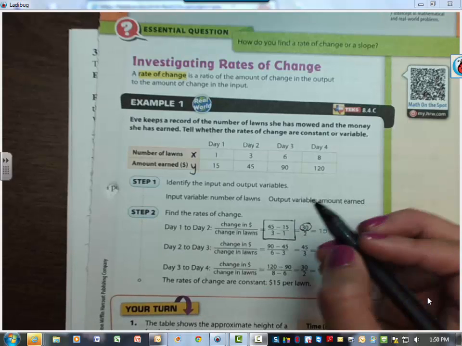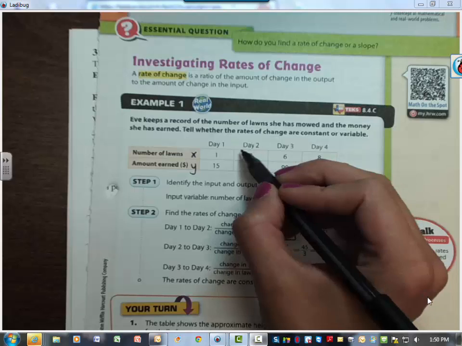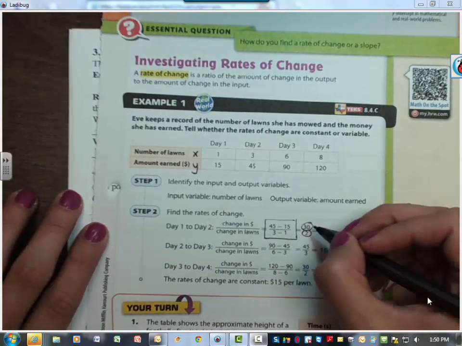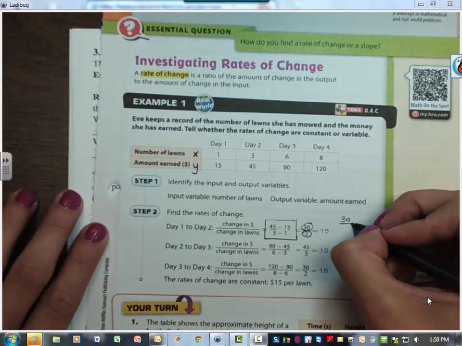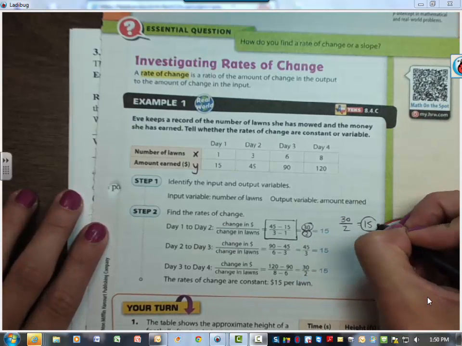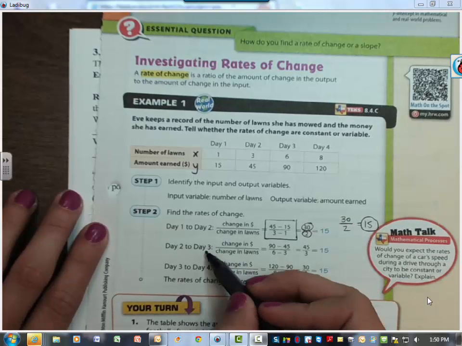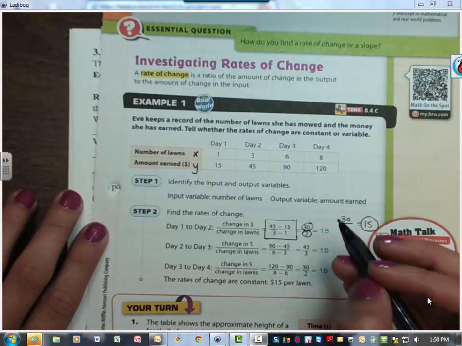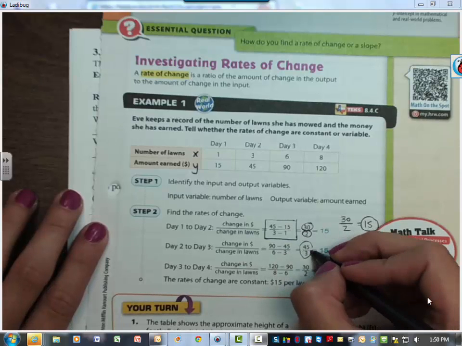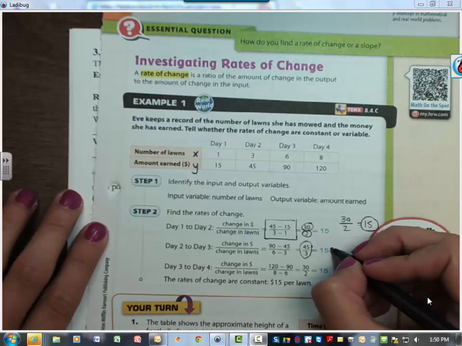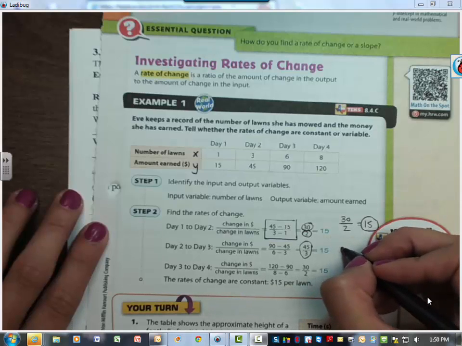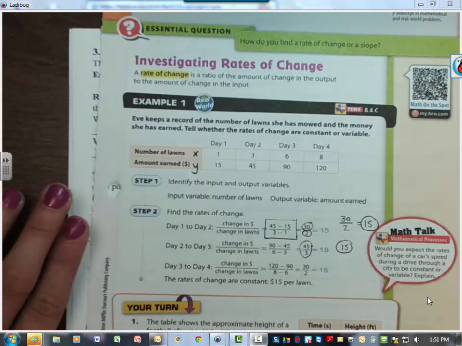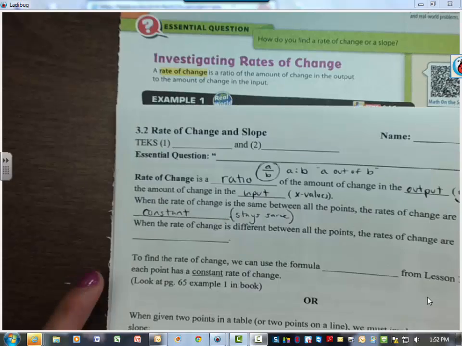Then I have the change in the days. From day 2 to day 1, I had 3 to 1. So 3 minus 1, which is 2. When I simplify 30 over 2, I get 15 for my rate of change. I could look at day 2 and day 3 and notice that, based on the amount earned and the number of lawns, I'm still going to end up with a fraction equivalent to 15 over 1, giving me a ratio of 15 over 1. So my rate of change again is 15. That's one way of solving it.